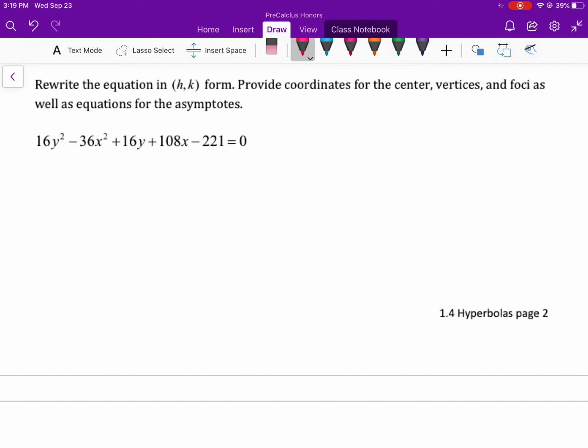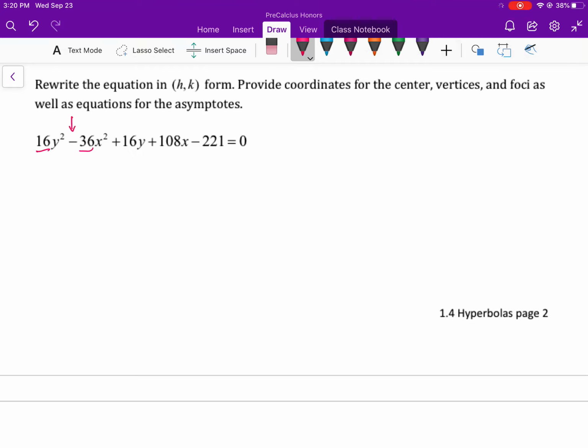So we rewrite this hyperbola in HK form and then calculate the following values. I know this is a hyperbola one of two ways. One, I see that my coefficients on y squared and x squared are different from each other, so I know it's not going to wind up being a circle. And since there's subtraction in front of the x squared, I'm expecting after completing the square for there to be a subtraction of the y's and x's, giving me a hyperbola as opposed to an ellipse.